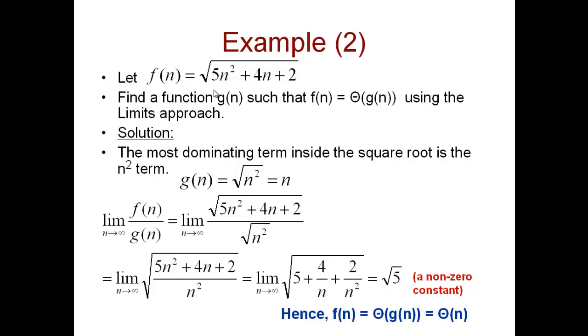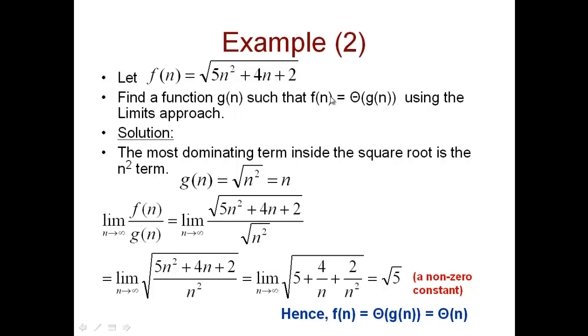Again, remember, we are always dealing with asymptotic time complexity. That means we want to see how the function grows as n tends to infinity. So we can discard the lower order terms. We can discard 4n and we can discard 2. Just look at the function inside the square root. We can discard the lower order terms, and what we are left with is 5n squared, and discard even the coefficient. So what we are left with is simply n squared.